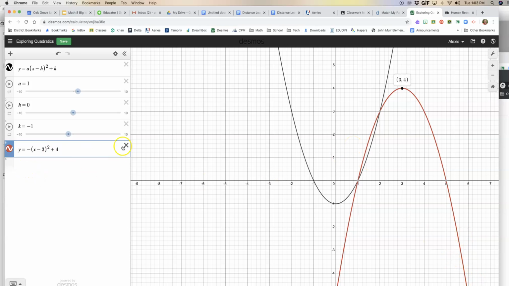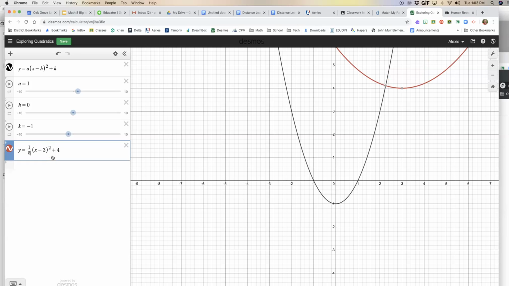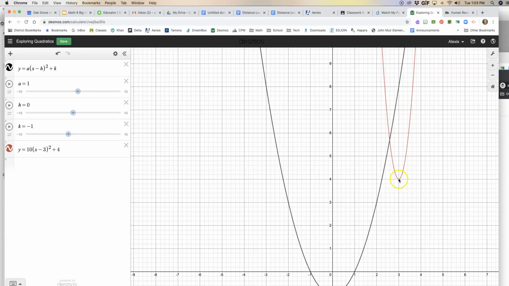What if the a value had been like 1/5, a fraction? Ooh, it's a really wide parabola with a vertex at (3, 4). What if the a value had been 10, a big number? Really skinny parabola, but same vertex at (3, 4).